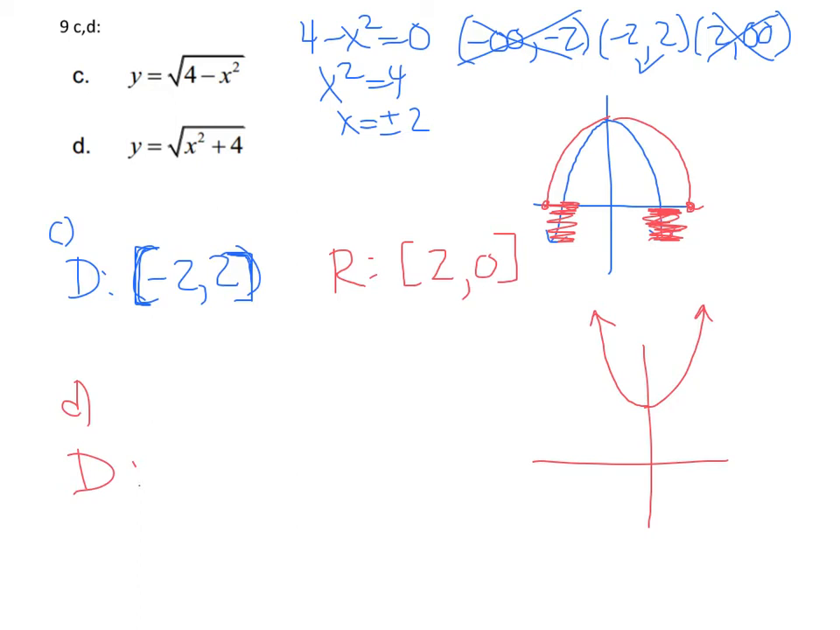So I would say that it's all real numbers, or if you want to give negative infinity to positive infinity, open interval, that would be its domain. Its range, again, clearly takes on its smallest value when x is equal to 0. So that's going to be 2. And it goes off to infinity. It's not bounded above. So that would be your domain and range for 9C and 9D.